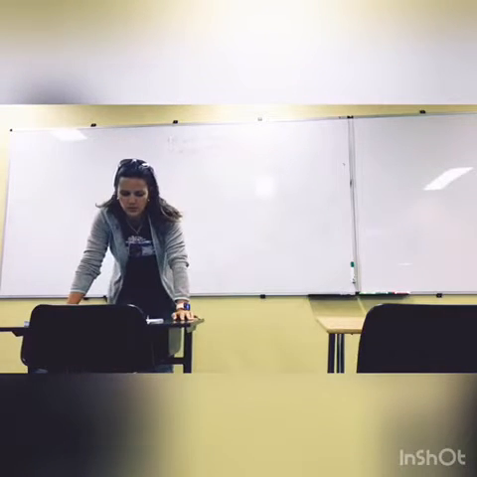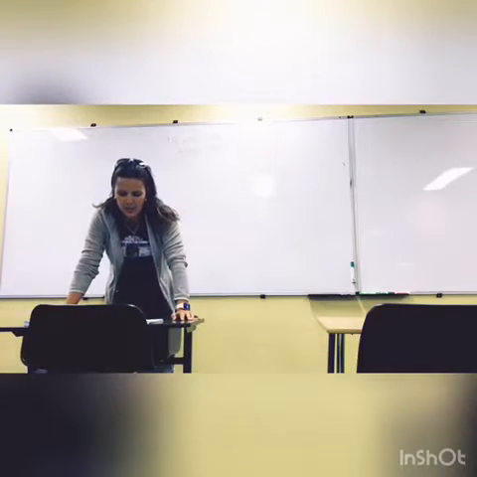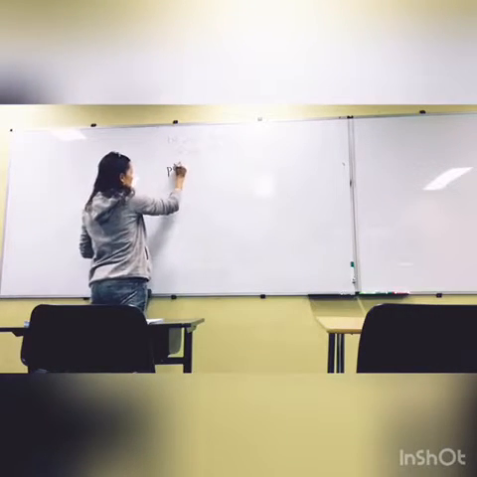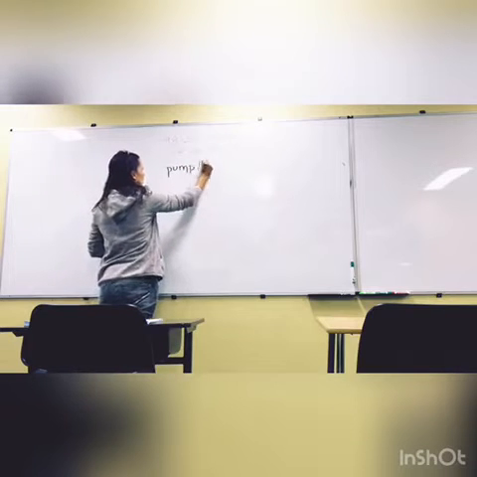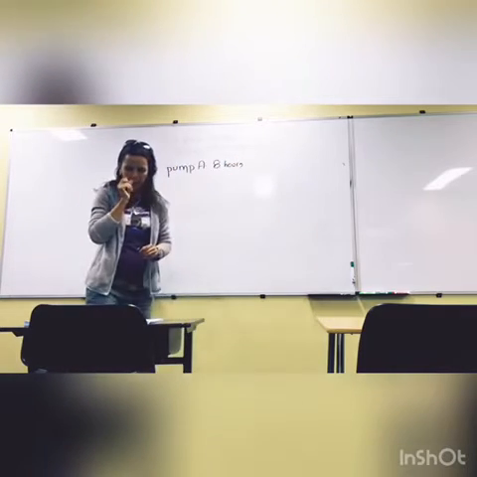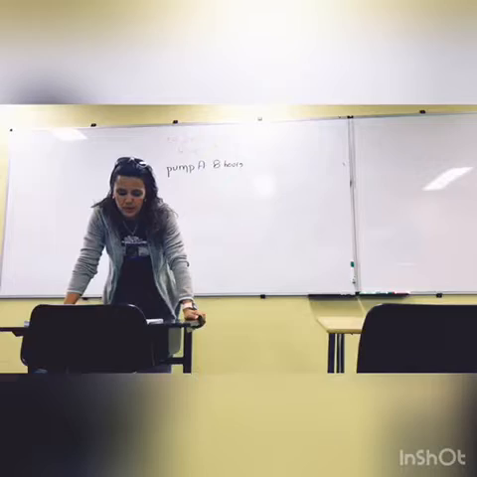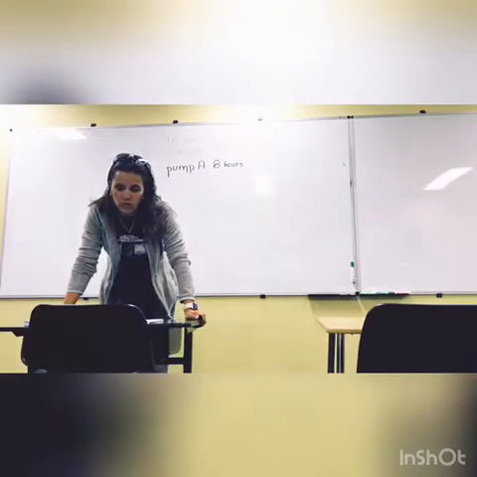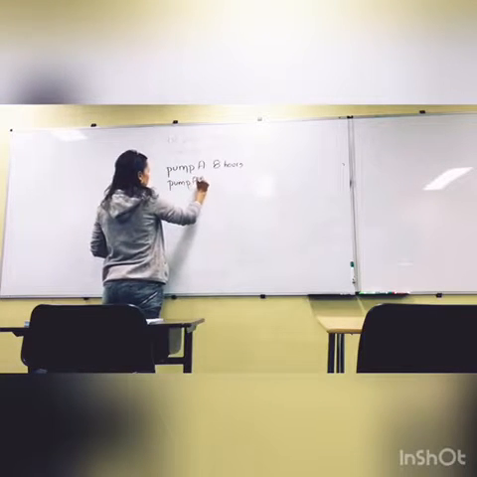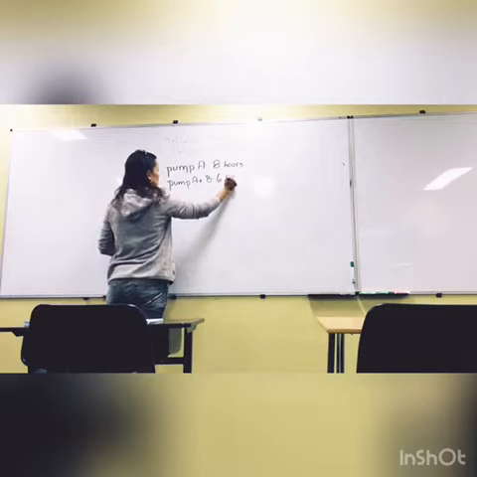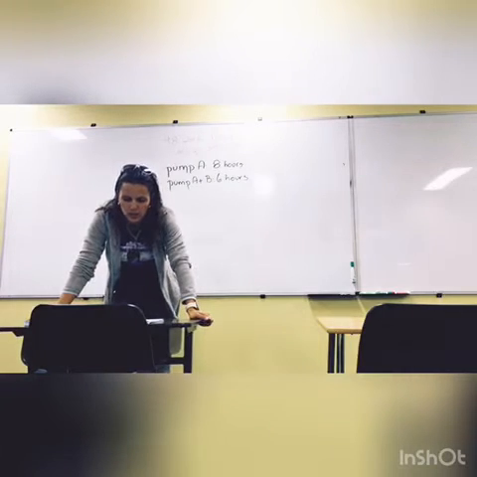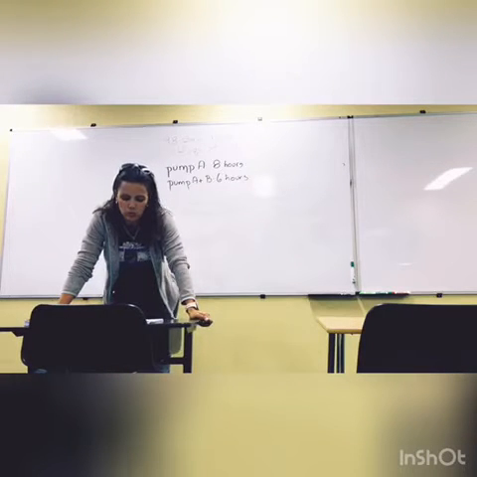So example 1 says, a large water tank can be filled in 8 hours of continuous pumping with pump A. So we're going to write down everything we know, and then we'll figure out what we want to use, okay? So pump A takes 8 hours. But then it says if a smaller pump B works with pump A, it takes only 6 hours. So if you have both of them, it takes only 6 hours. Now what they want to know is how long would it take if you had only pump B?